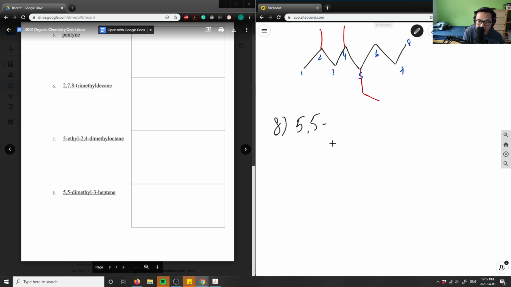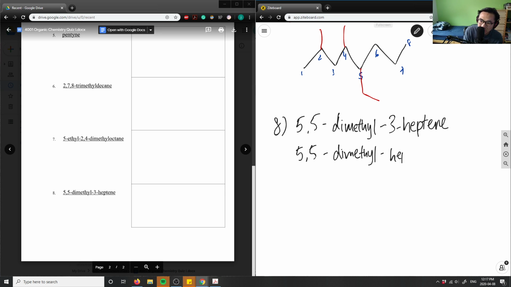This is 5,5-dimethyl-3-heptene. So this is the old IUPAC name. Sometimes I can rewrite this as 5,5-dimethyl hept-3-ene. So again, these two are the same chemical compound. The only difference here is in the IUPAC name: 3-heptene here, or hept-3-ene. This 3 here just means the location of the double bond.